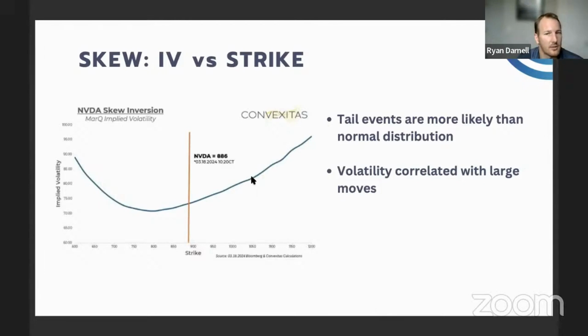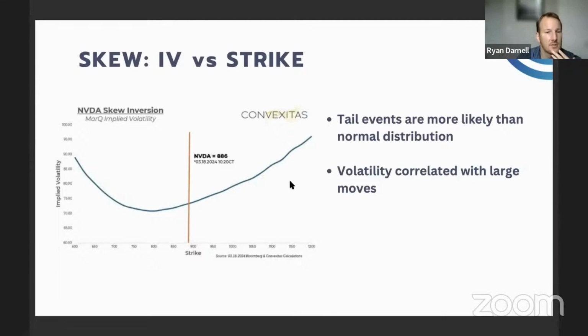So this orange line is showing you that when NVIDIA was around 880, 888, 886, if you went way down to like 600, you start to get much higher implied volatility. And when you go way up to about 1200, again, you start to get really high implied volatility. And what that's telling you is that nobody wants to sell what we call lottery tickets or teeny options, basically bets against a crazy event, because crazy events can and do happen. And so the implied volatility is typically higher out there on what we call the wings.